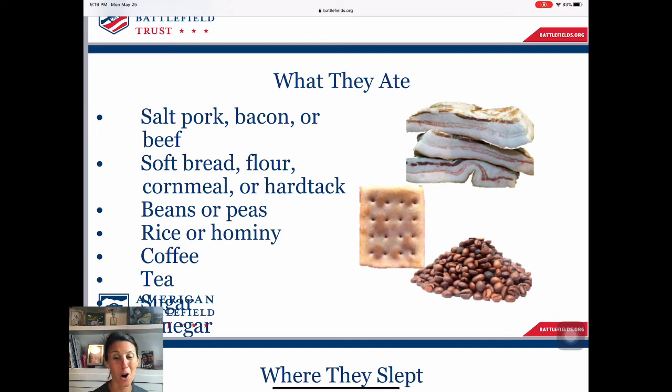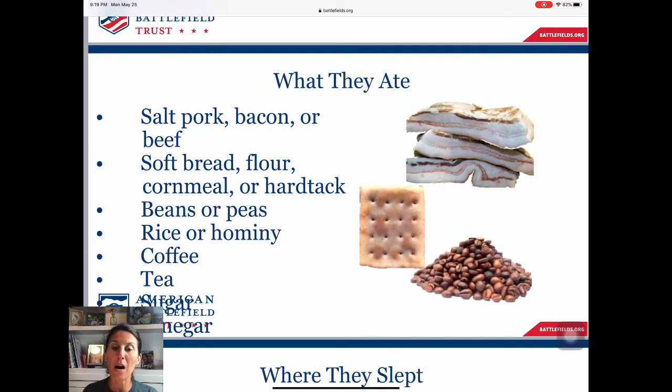Soft bread or flour. Hardtack is that cracker looking like a saltine. It was very hard. They would put lard on it. They would fry it. It would loosen up. And then they would eat it. Beans, anything that was quick and in a can almost. Rice or hominy. Hominy's corn. Coffee, tea, sugar, and vinegar.